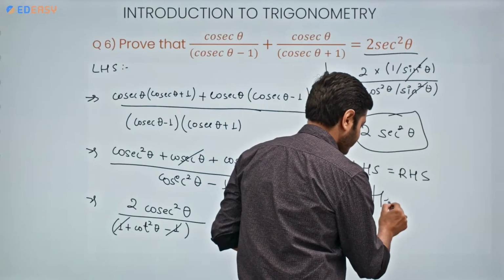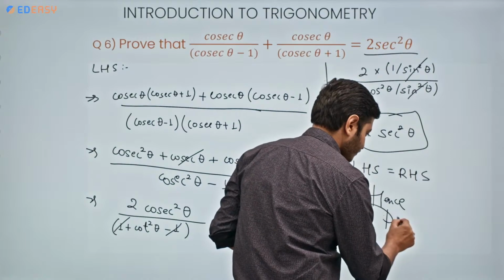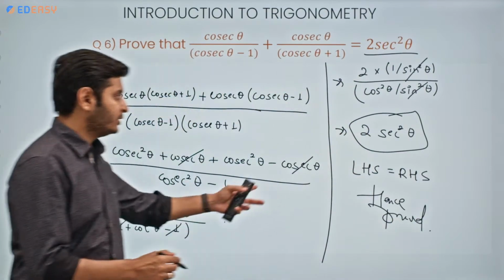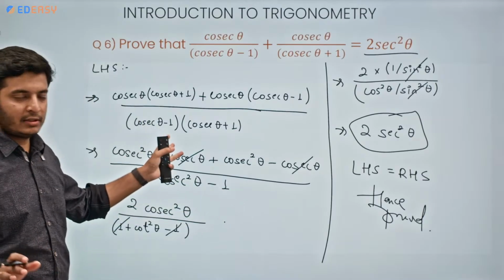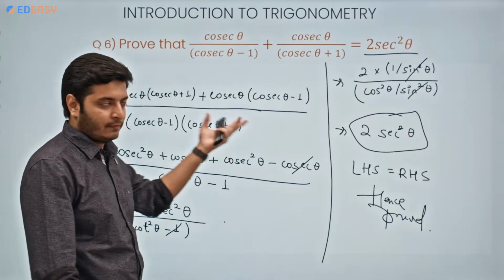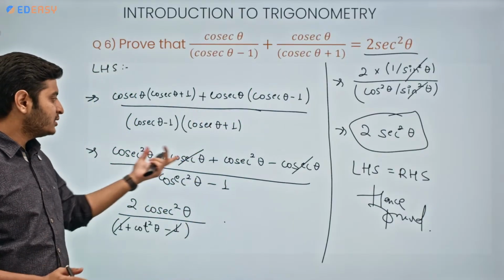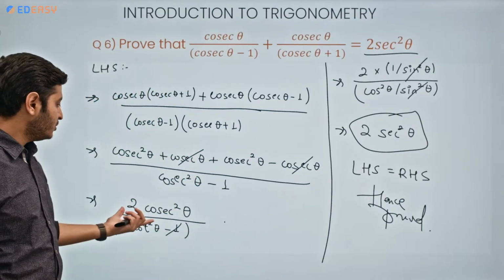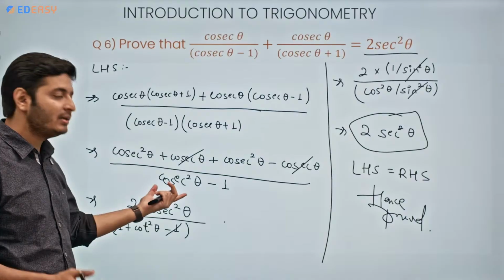Hence proved. This is how you can approach this problem. There's nothing extraordinary that we are doing here. We are just taking the LCM, opening the brackets, subtracting what is common, then adding, then applying the identity here.